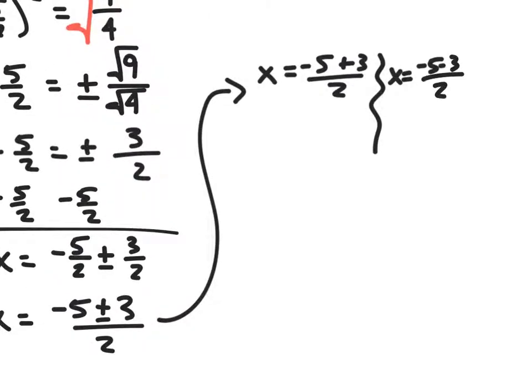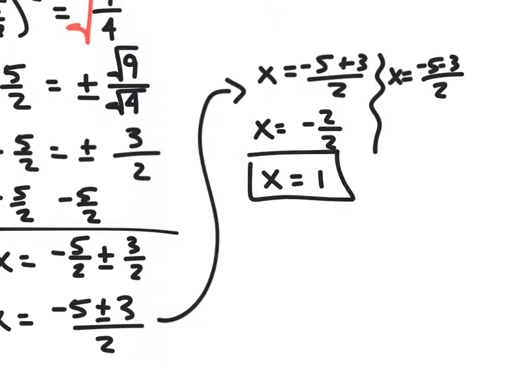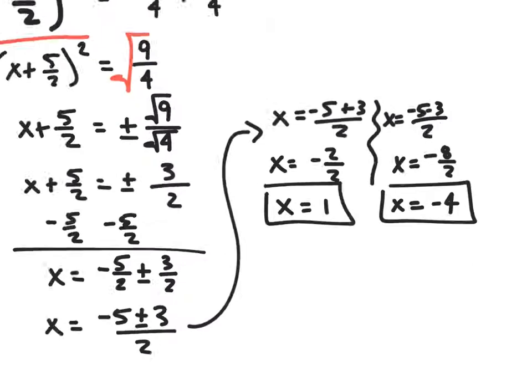Okay, so we still want to do that. So here I've got x is equal to negative 2 over 2. So then x is going to equal positive 1. All right, and then over here I've got that x is equal to negative 8 over 2. So then x is going to equal negative 4. All right, and so those are my answers.